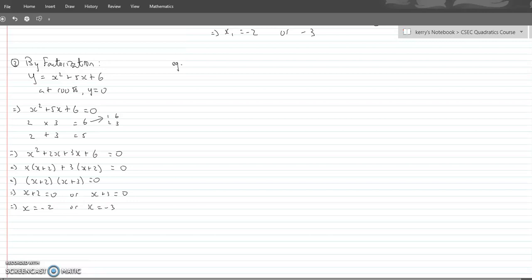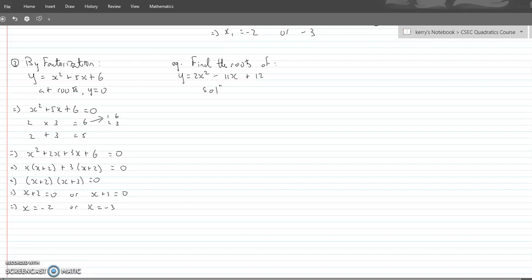Let's say, for example, we are asked to find the roots of... So they're not asking you to rewrite in vertex form or to sketch or anything. They're just asking you to find the roots of, let's go with 2x squared minus 11x plus 12. Y is equal to this.